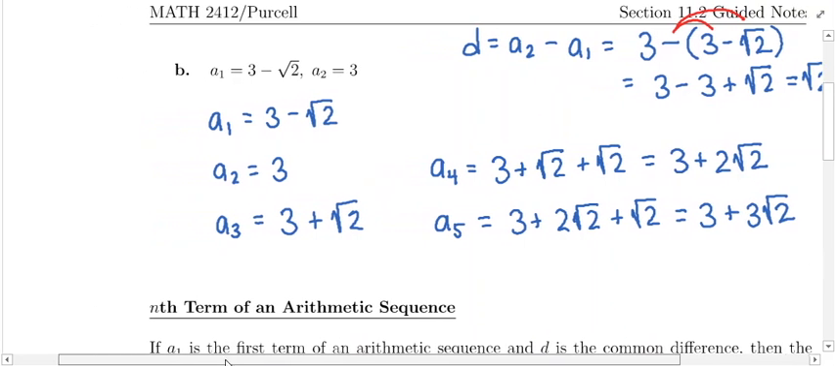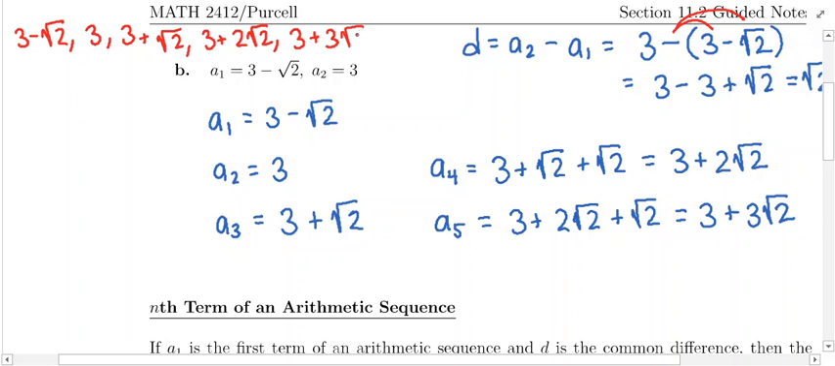Okay, so those are your first 5 terms. I'll go ahead and summarize in red above the problem itself. So our first 5 terms are going to be 3 minus the square root of 2, 3, 3 plus the square root of 2, 3 plus 2 square root of 2, and then 3 plus 3 square root of 2. And this trend should continue.